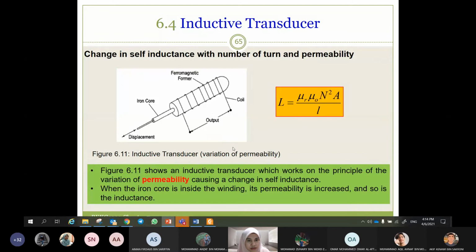This is variation of permeability. This inductive transistor works on the principle of variation of permeability causing a change in self-inductance. When the iron core is inside the winding, its permeability is increased, and so the inductance will be increased. Permeability increased, inductance will be increased.